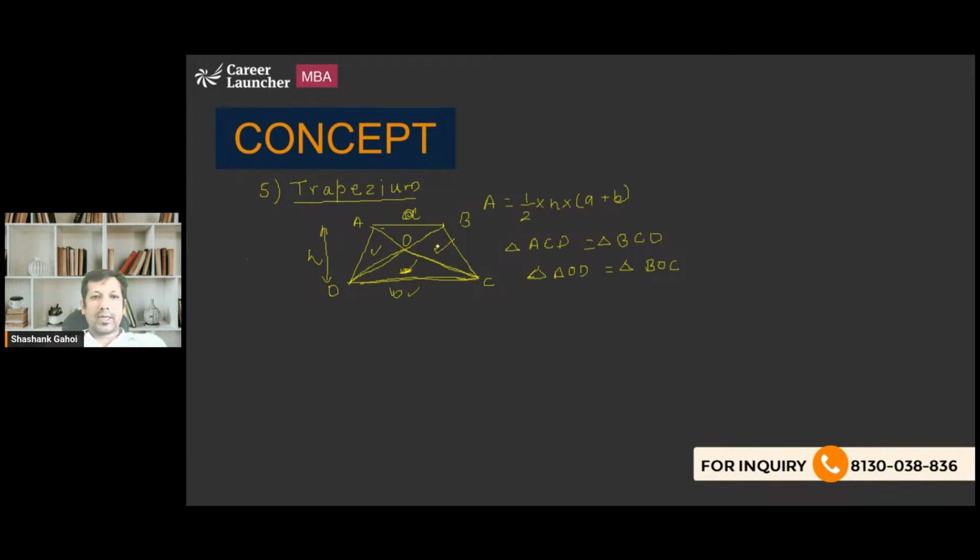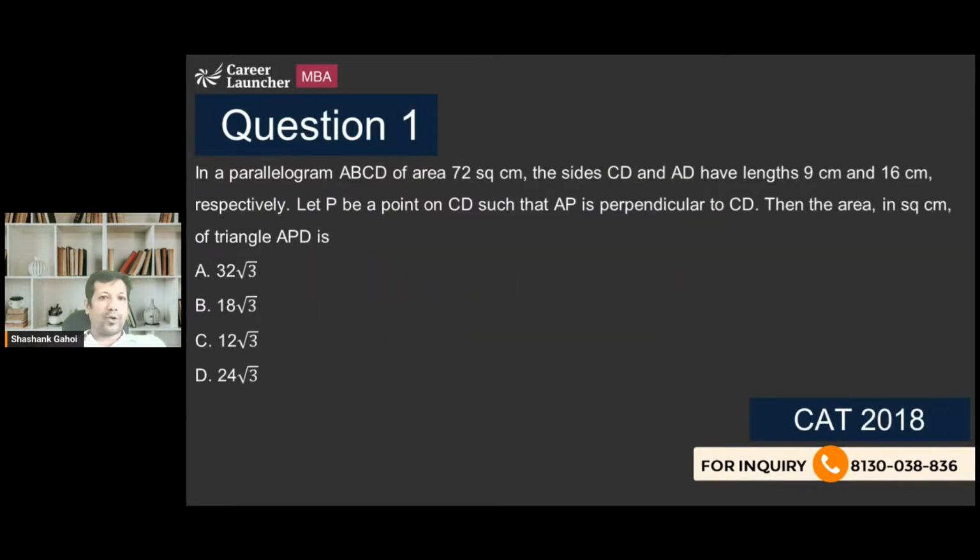What if the trapezium is isosceles? If the trapezium is isosceles, it means this side will be equal to this side and nothing else. So these are the basic properties of basic types of quadrilaterals. Now let's look at a few questions of CAT and see what the approach is.